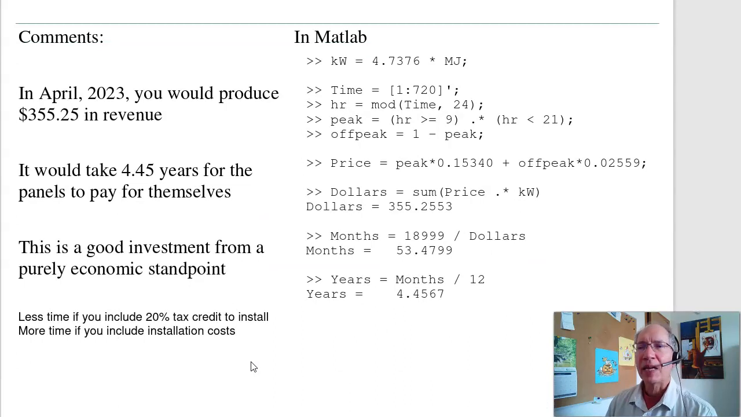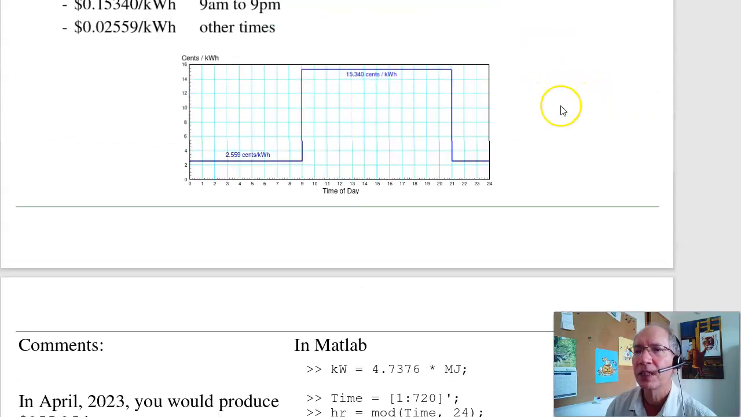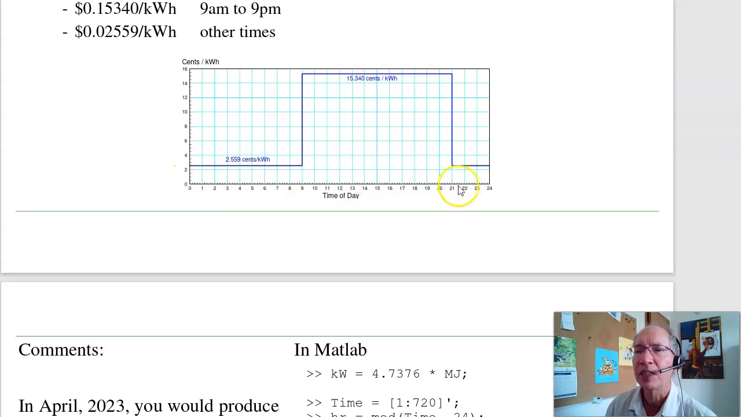In MATLAB, I can convert kilowatts into dollars as follows. I'll first convert the megajoules to kilowatts, times 4.7376. I then have to keep track of the time of day. I've got 700 data points. If I take the time mod 24, that'll go 0 to 23, 0 to 23, 0 to 23. That'll tell me what time of day it is.